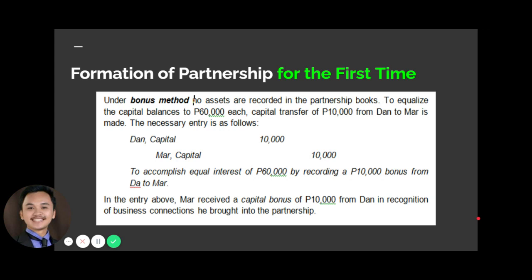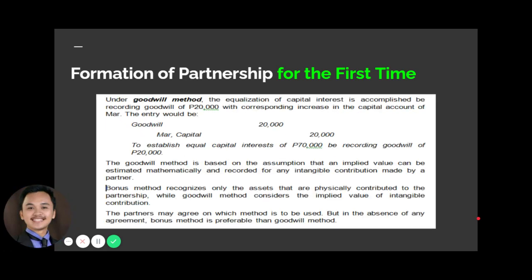So everything is now going to its places, or everything is now following the agreement that their capital will be equal to 60,000. So it is no longer 70 for Dan, and no longer 50 for Mar, but rather they will now have 60,000 capital balances. So that's under the bonus method. Again, under the bonus method, no assets are recorded in the partnership books.